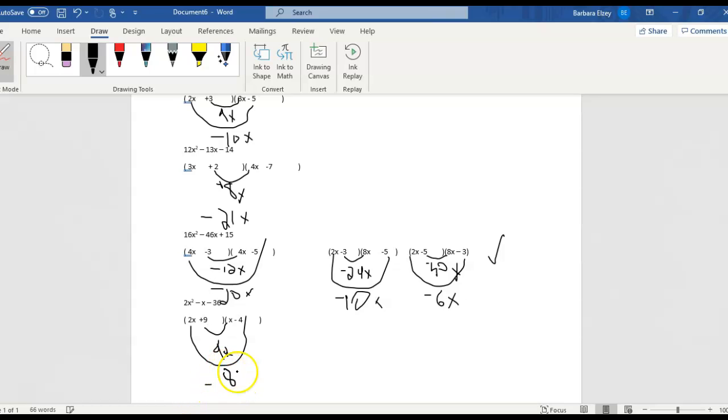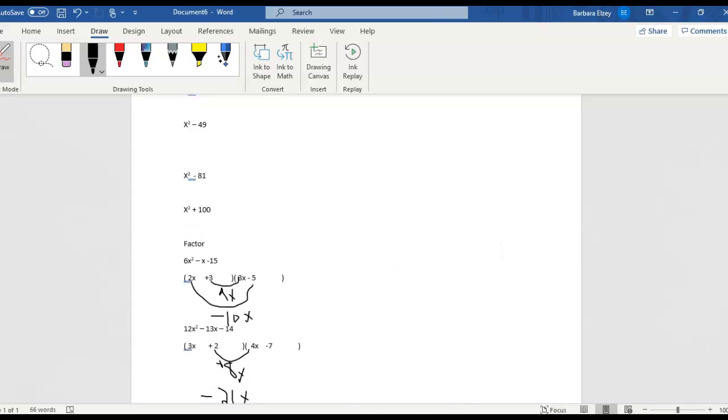Now let's notice that 9x and -8x add to a positive x. We need a negative x. And remember what I said before, all we have to do in that instance is change our signs. So this becomes negative, this becomes positive, which in turn changes this to a -9, this to a +8, and that does add to our negative x in the middle. All right, now let's go back to the ones that I skipped.